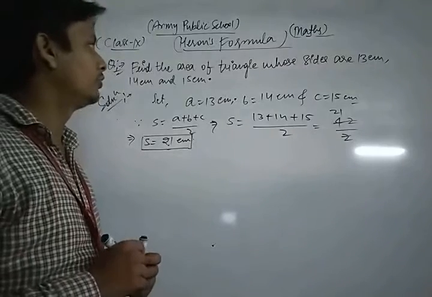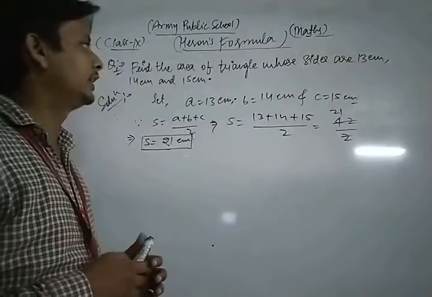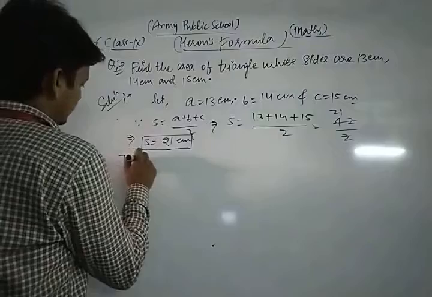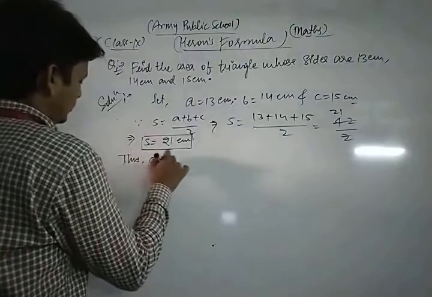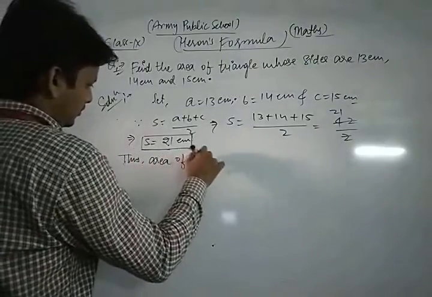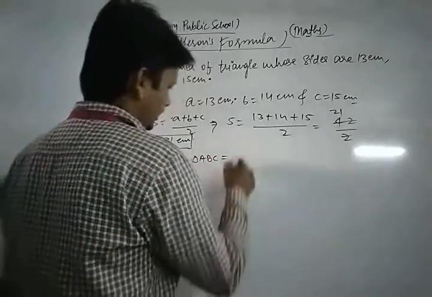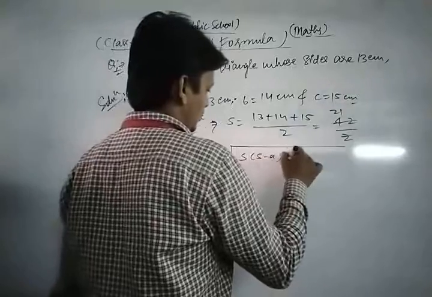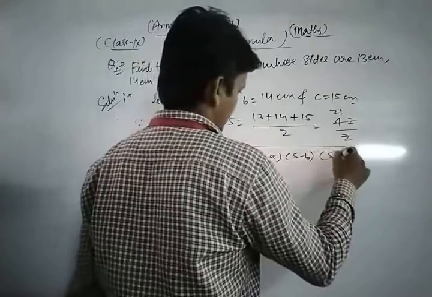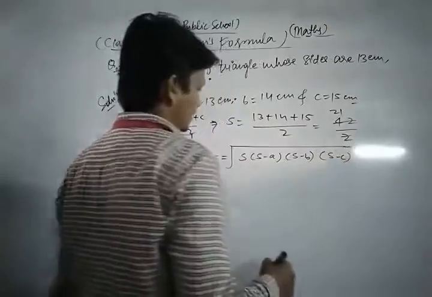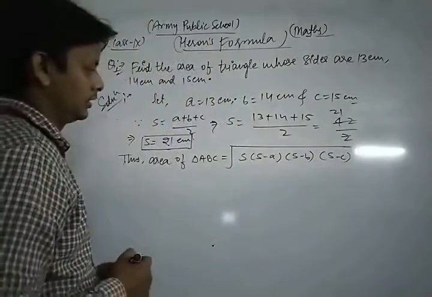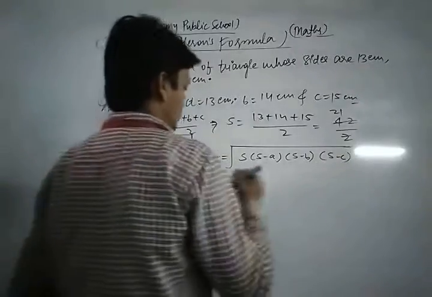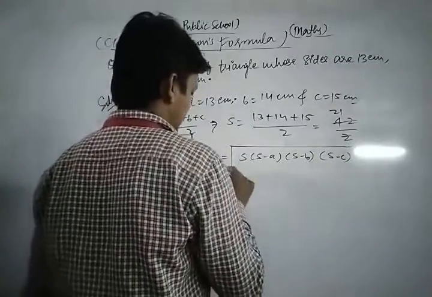Now we find the area of the triangle. Thus, area of triangle ABC is equal to the square root of S into S minus A, S minus B and S minus C. So now we put the values of S, A, B and C. Okay.